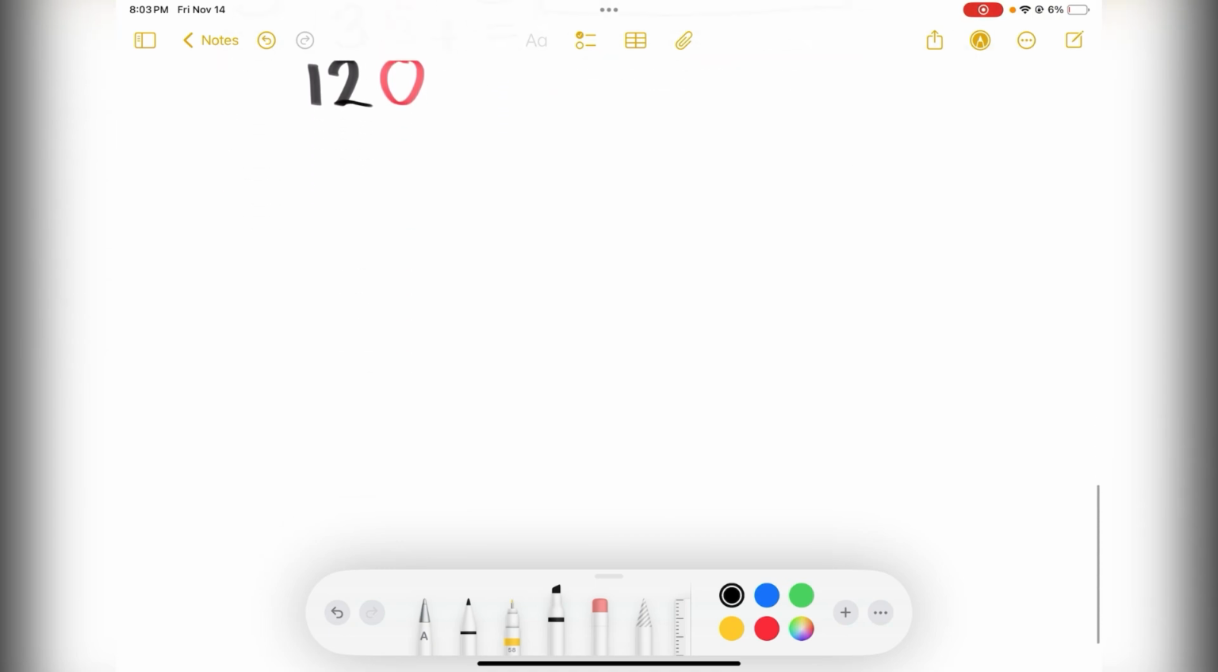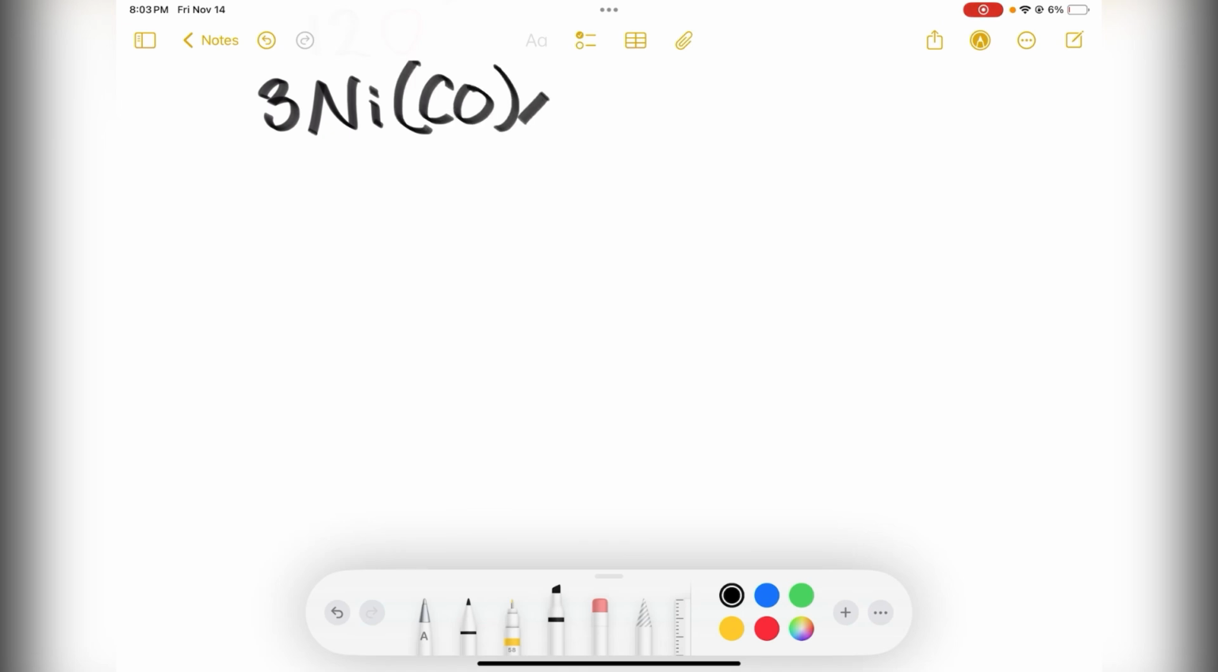Okay, next up, we have 3 Ni(CO)4. Okay? The first thing we got to do is separate out the coefficient. So 3 times Ni(CO)4.